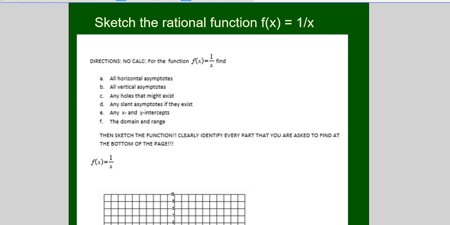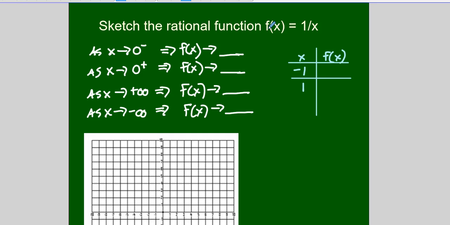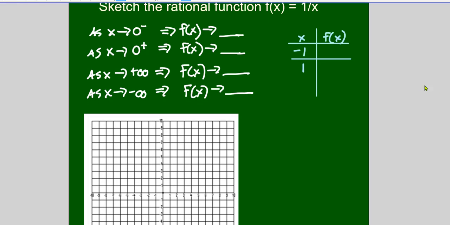So let's continue now. Let's actually sketch the rational function f of x equals 1 over x. Based on my discussion just in the last couple minutes, before we do that, let's fill this table out. So we have 1 over x. If x is -1, that's going to be 1 divided by -1, which is -1. So that's the point -1, -1 on our graph. If x is 1, 1 divided by 1 is 1, so that's the point 1, 1 on our graph.